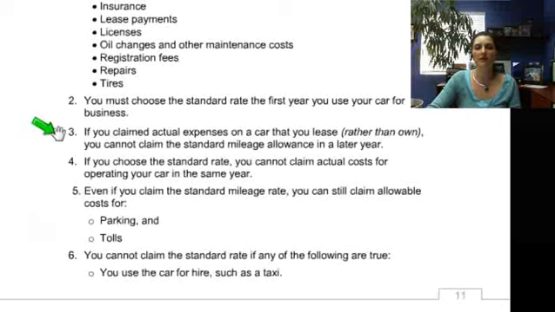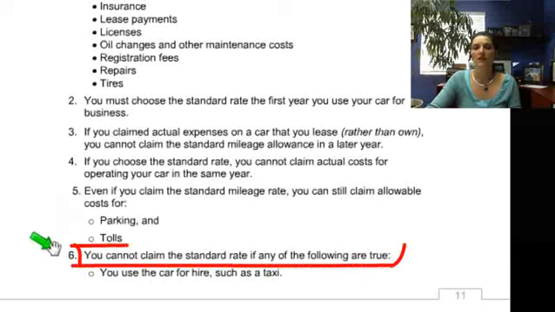Now, if you claimed actual expenses on a car that you lease rather than you own, you cannot claim the standard mileage allowance in a later year. If you choose the standard rate, you cannot claim actual costs for operating your car in the same year. And even if you claim the standard mileage rate, you can still claim allowable costs for parking and tolls. You cannot claim the standard mileage rate if any of the following is true, however.